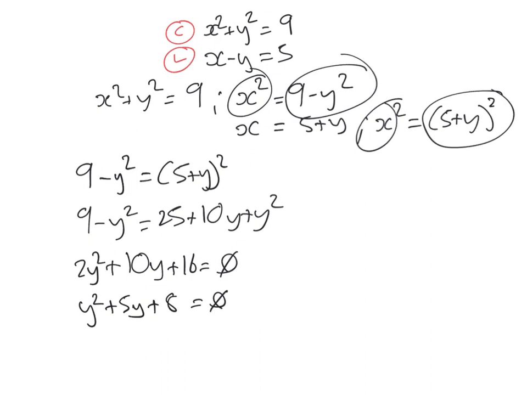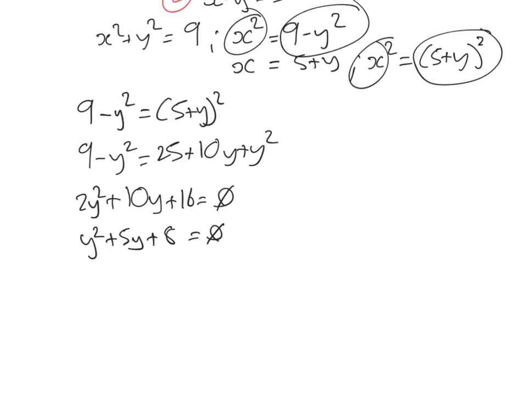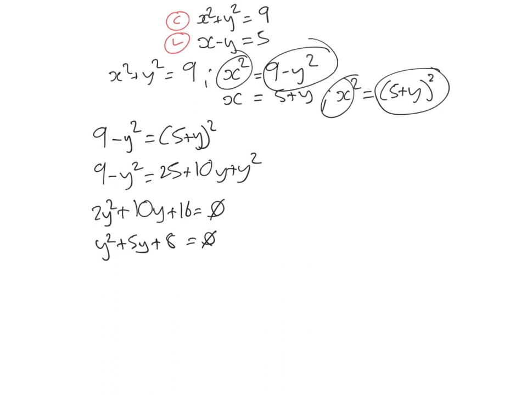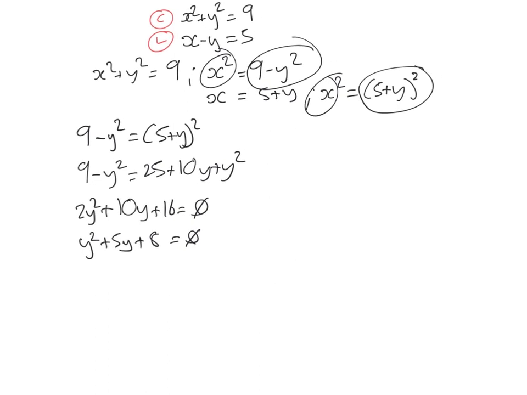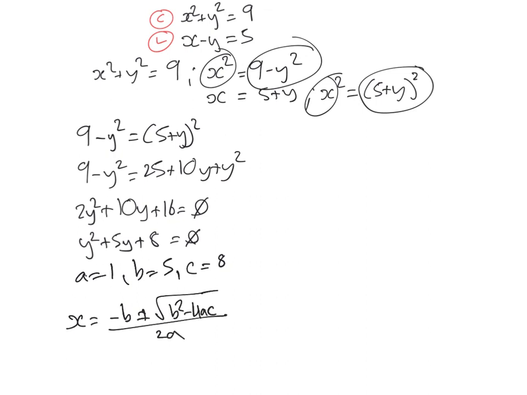So factorising, well, 8 is 1 and 8 or 2 and 4, and they're never going to get to 5, so this patently isn't going to be a factorisable job. So can we use the formula? So let's see. So a equals 1, b equals 5, c equals 8. So we substitute in x equals minus b plus or minus square root of b squared minus 4ac all over 2a. What do we end up with?